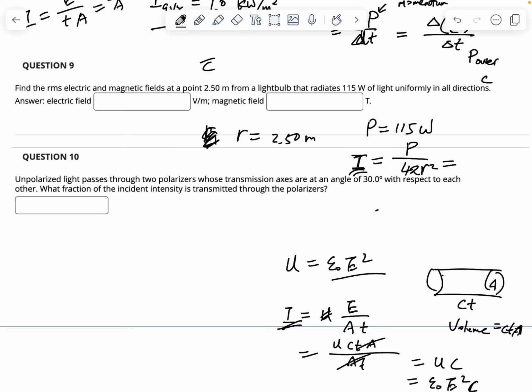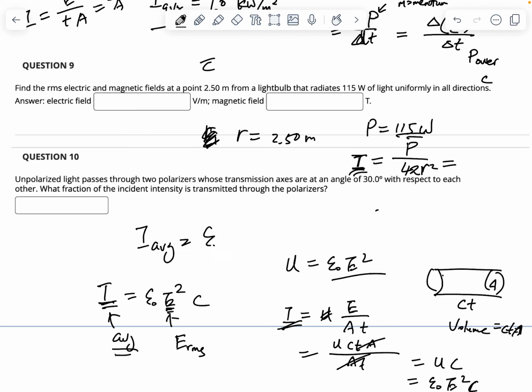So that's the intensity. We know this intensity actually is the average intensity, because the power here is the average power. So intensity equals epsilon naught E squared c, where this E has to be root mean square. If we use average intensity here, then whatever value here is the root mean square of the electric field. So I average equals epsilon naught E root mean square squared c. Then you can figure out the root mean square of the electric field. All right.